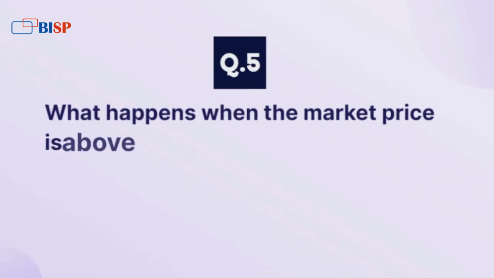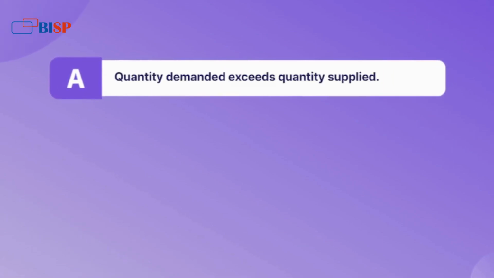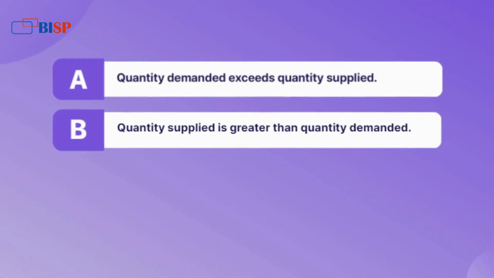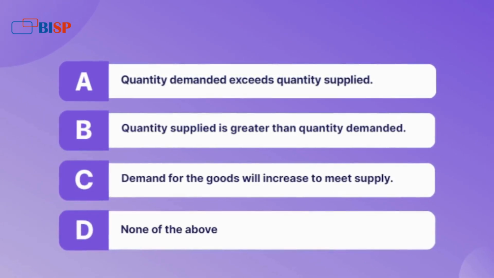What happens when the market price is above the equilibrium price? A. Quantity demanded exceeds quantity supplied. B. Quantity supplied is greater than quantity demanded. C. Demand for the goods will increase to meet supply. D. None of the above.